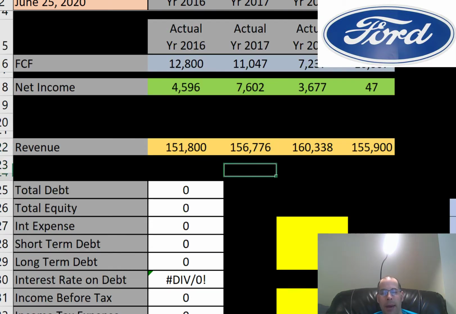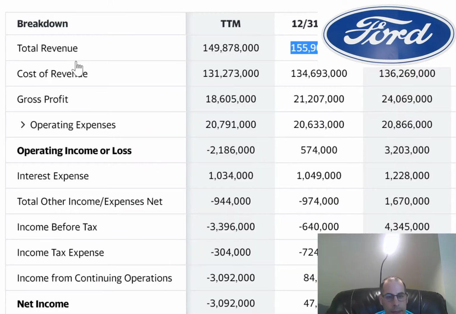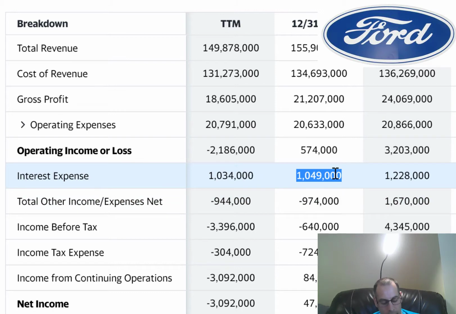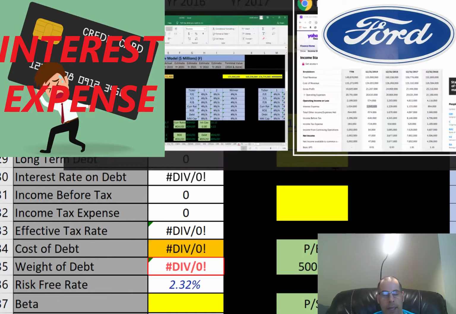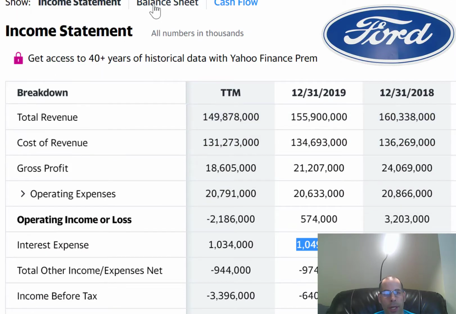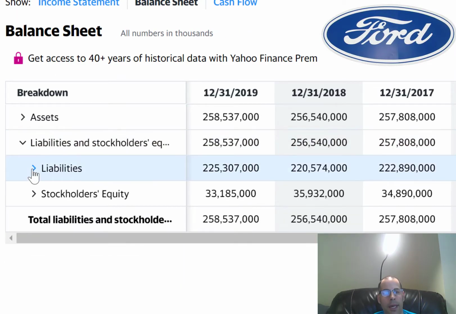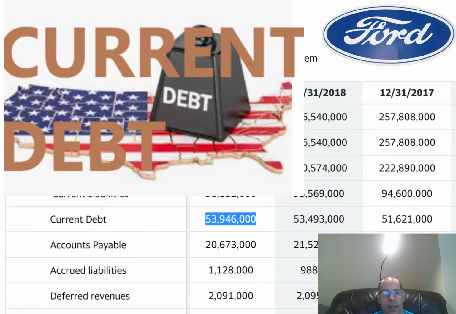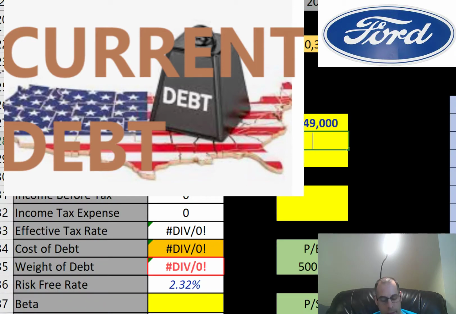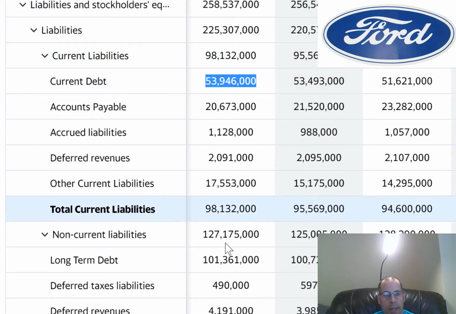Now let's look at the capital structure of the company, because we need to know the discount rate to apply to the future cash flows. They pay $1 billion in interest on their debt. Let's see how much debt they have. We'll go to the balance sheet, and then to the liability section. The current debt is $53 billion, and the long-term debt is $100 billion.